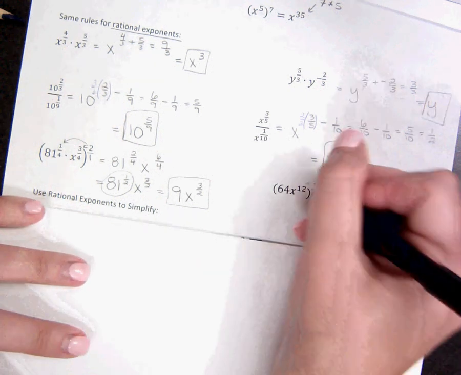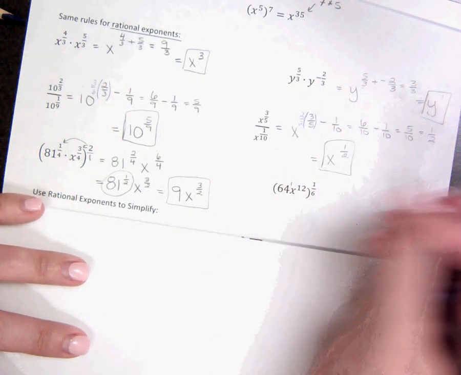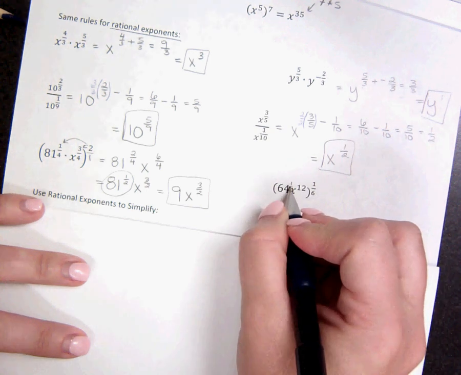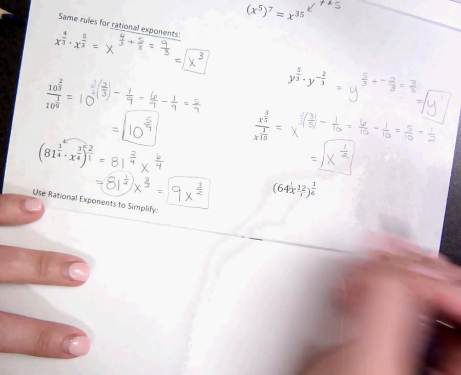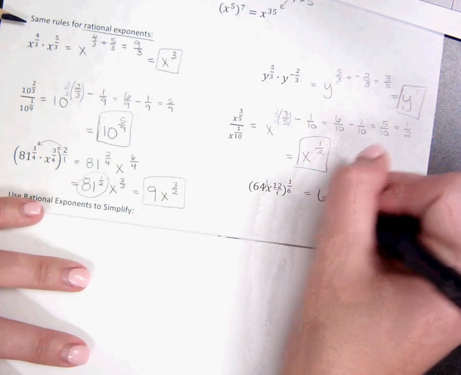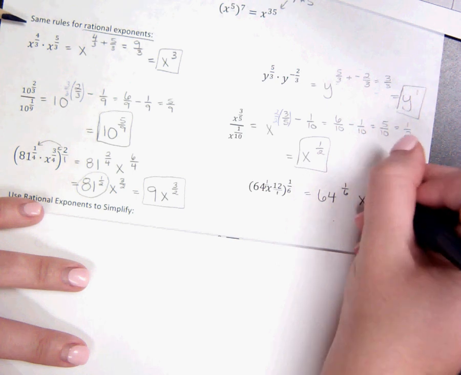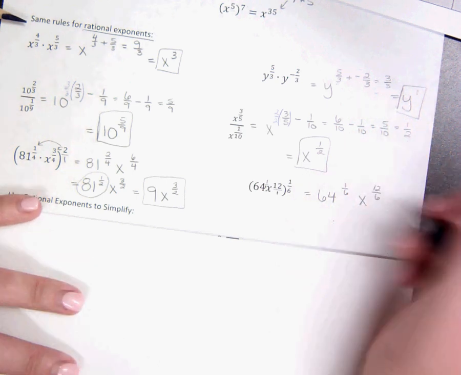On this one, we'll distribute the 1/6. The 64 is to the 1st power, the x is to the 12th power. You can put those both over 1, so you can multiply easier. That's going to give us 64 to the 1/6 power times x to the 12/6.